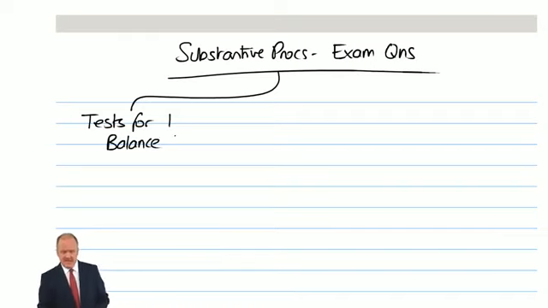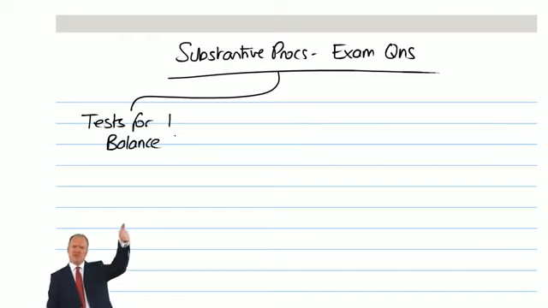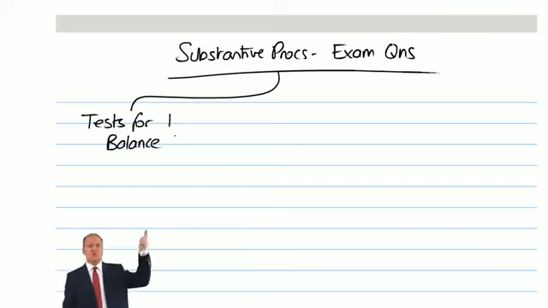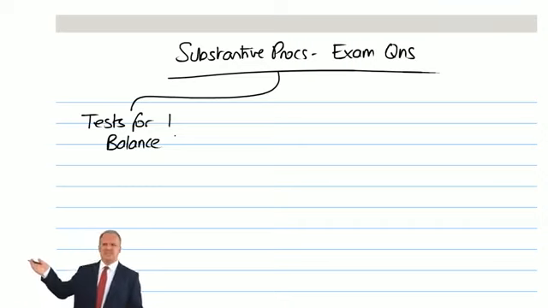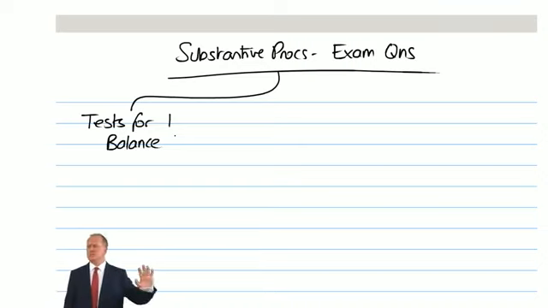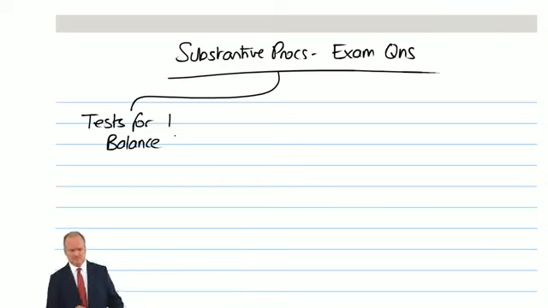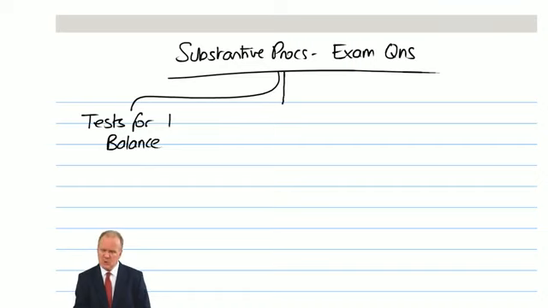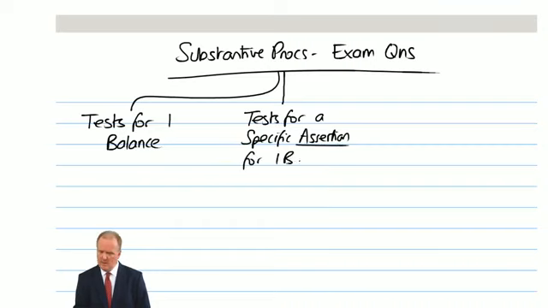Well, one type of question is she will simply say, what substantive procedures would you do on a company's trade receivables or trade payables or tangible non-current assets, or sales revenue, purchases, payroll expenses, inventory. Just pick a number from the accounts. Or she might tweak that slightly and ask you for tests for a specific assertion for one balance.